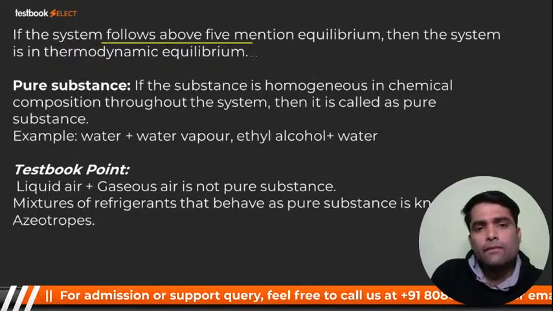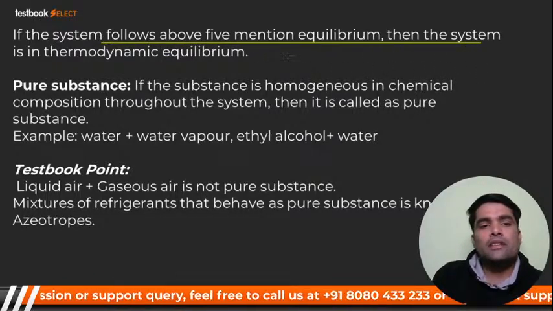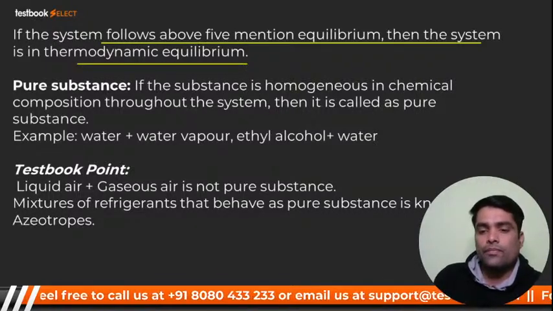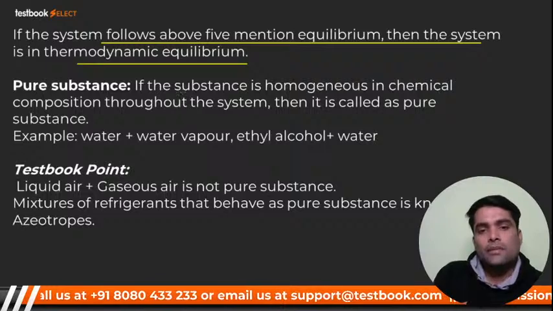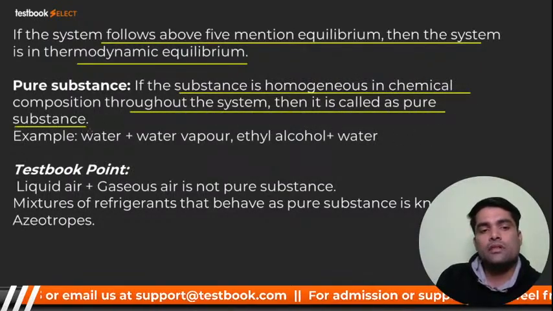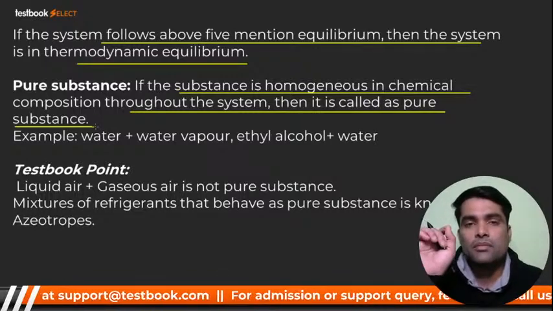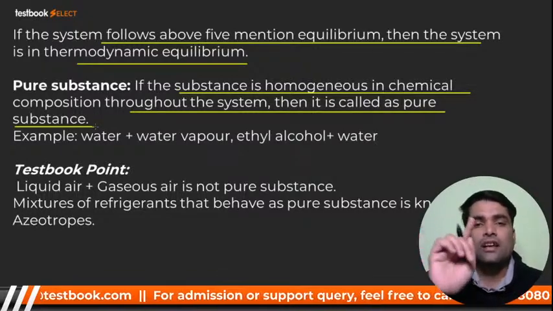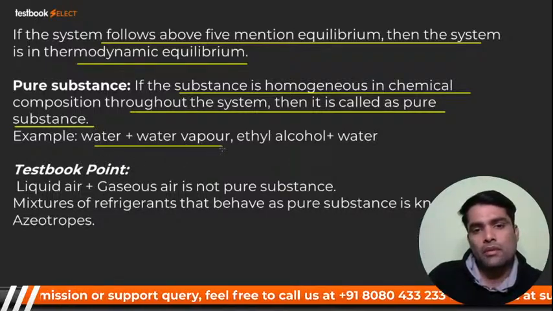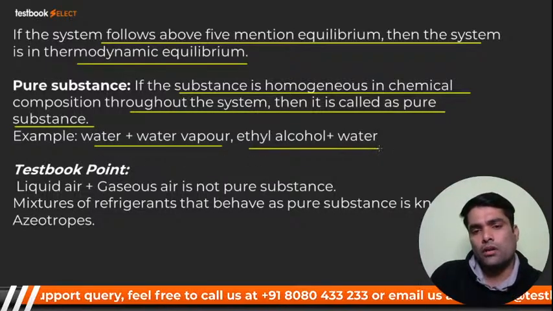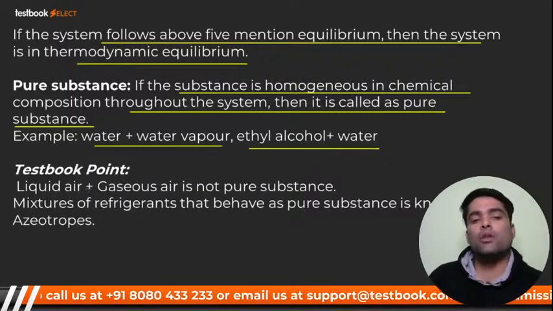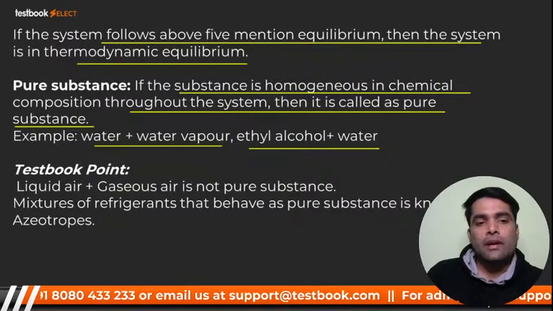If the system follows the above mentioned equilibrium, then the system is in thermodynamic equilibrium. I already told you that. Now we'll talk about the pure substance. If the substance is homogeneous in chemical composition throughout the system, then it is called a pure substance. Its chemical composition is the same throughout and it is a single component system. Examples: water plus water vapor, ethyl alcohol plus water, those are nothing but pure substances.